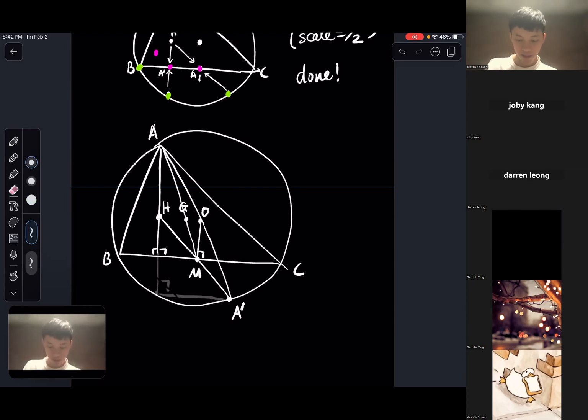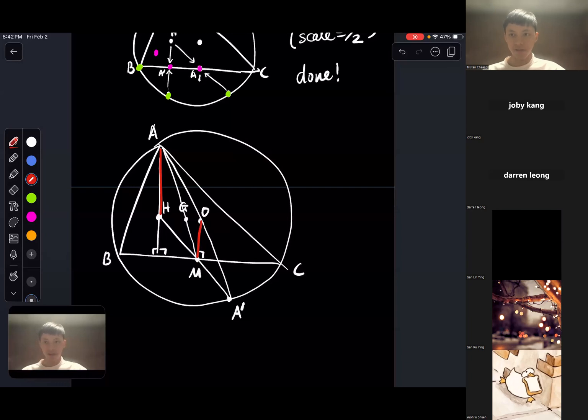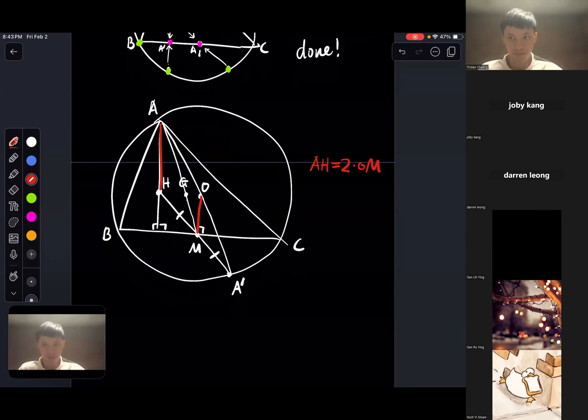So now we have this. Let's remove some junk. AO A prime are collinear. H, M, A prime are also collinear. So what does that tell us? Now let's look at this triangle over here, and these two lengths. They are related by a homothety from A prime. Imagine from A prime, I scale up OM, I'll get AH. But what's that scale factor? That scale factor is exactly HM over MA prime, which is 1. So basically AH is twice OM, by the homothety.